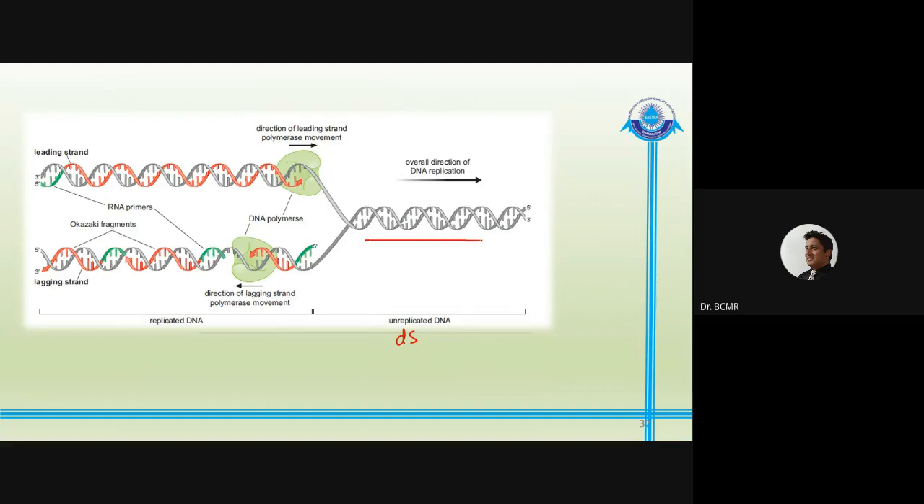This is the double-stranded one. This region is where denaturation has occurred, and this is the DNA where replication has occurred. And now we are able to see one DNA giving rise to two DNA strands. The structure here is described as the replication fork.